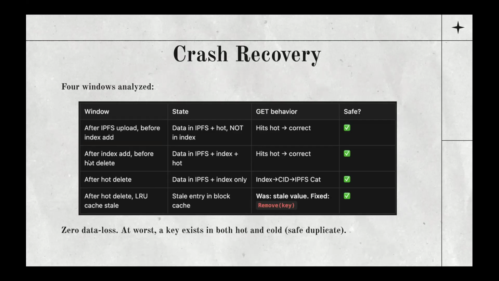So in this scenario, after the data has been uploaded to IPFS and has been added to the index, but before the cache has been invalidated or before the hot tier has been evicted, if the node crashes at that point, then the state is that the data is present in both the IPFS and in the hot tier. So that is the worst case scenario, which is quite rare, but it does not result in loss of data. The data is always safe.